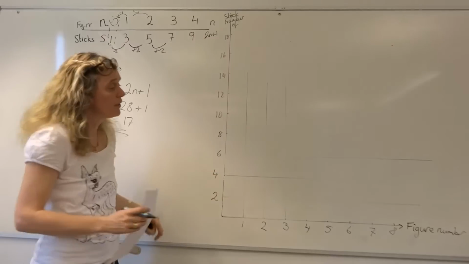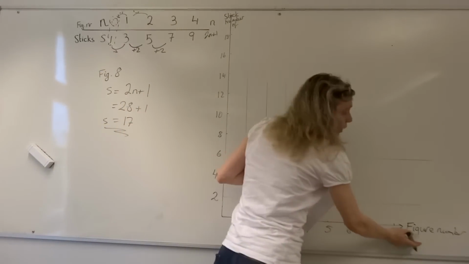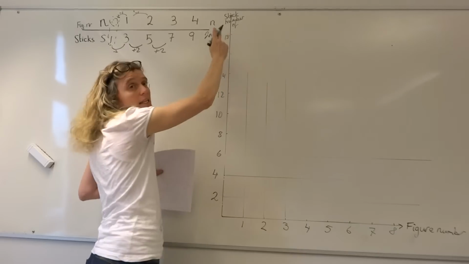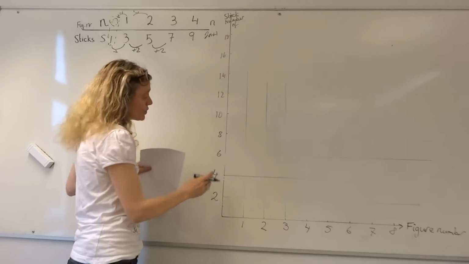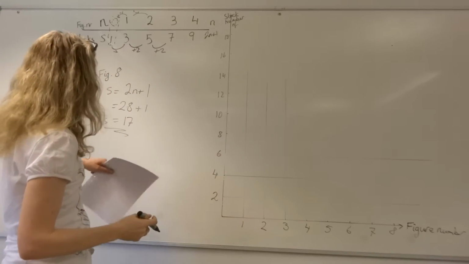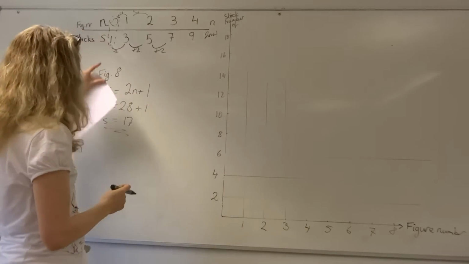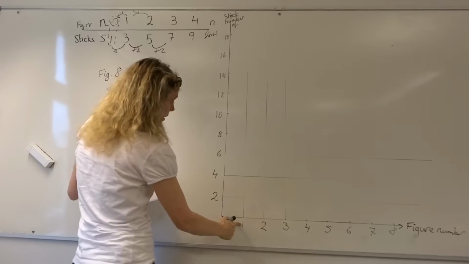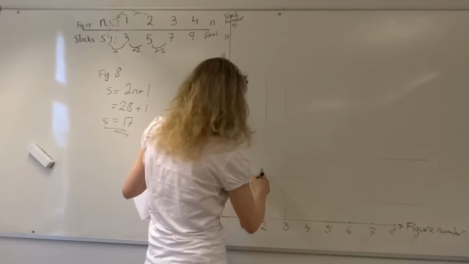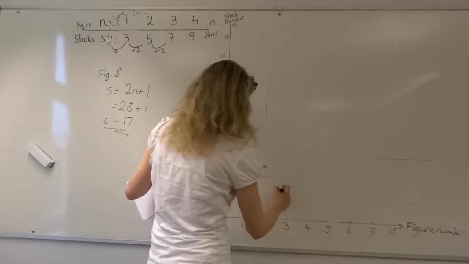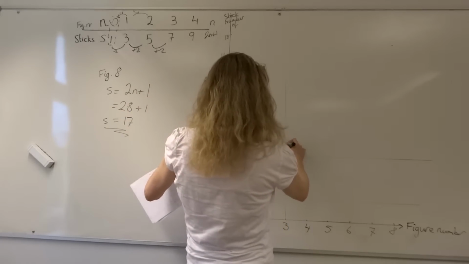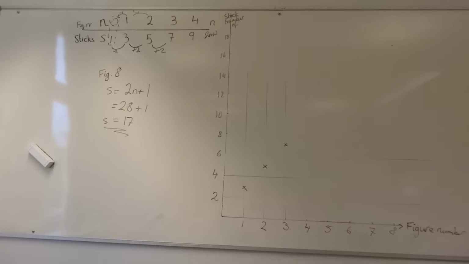So we now have that we can have the x-axis all the way up to and including figure 8. The y-axis has to go at least as high as number 17. So I've taken intervals of 2 here. We can plot the points on the graph. Figure number 1 is going to be at point 3. Figure number 2 is going to be at point 5. And figure number 3 is going to be at point 7, halfway through here. We now have our points.